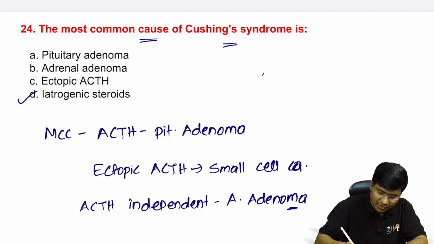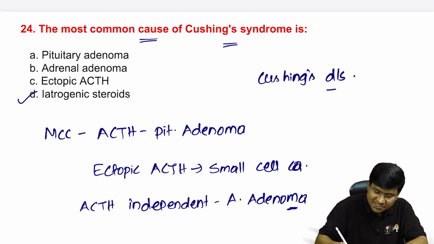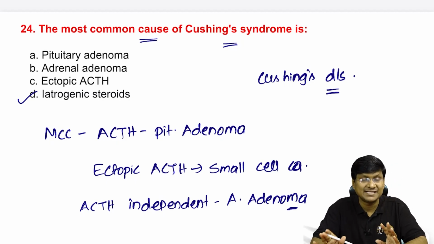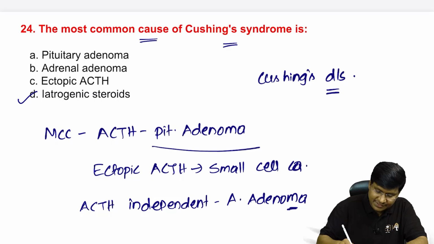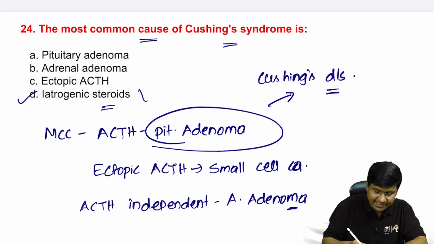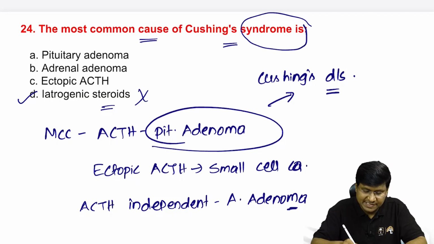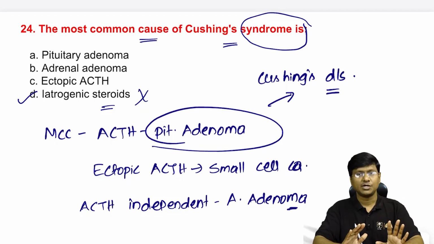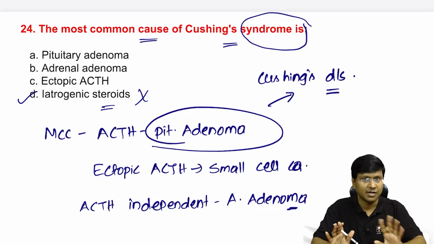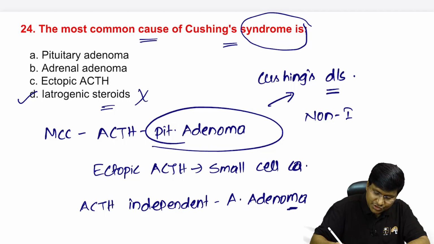And we have one more important terminology: the most common cause of Cushing's disease. When the term Cushing's disease is being used, please remember it is always the central pathology within the pituitary, that is the pituitary adenoma. Even though iatrogenic steroids are there, please don't mark iatrogenic steroids; it should be pituitary adenoma for Cushing's disease. But when the term Cushing's syndrome is used, then the most common cause will be iatrogenic steroid supplementation. Alright, and one more question they can ask you is the most common cause of non-iatrogenic Cushing's.